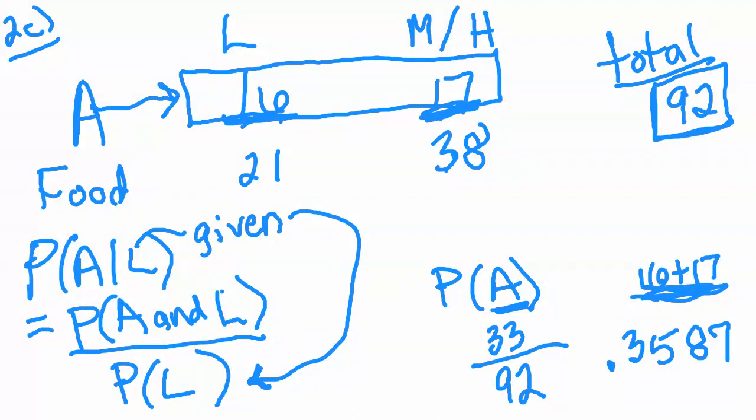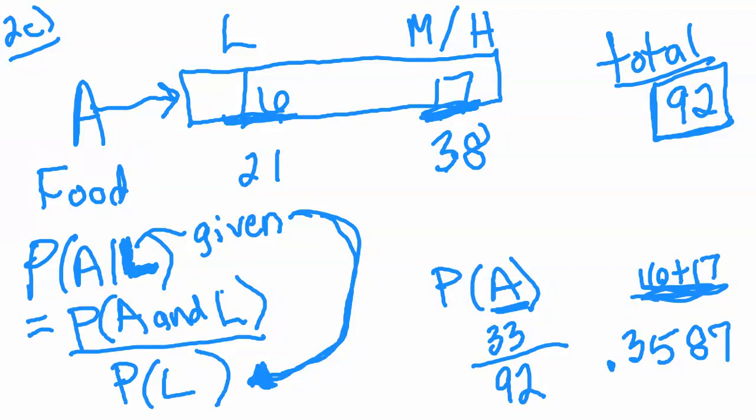So the second part, given that it's low risk, so we know it's low risk, that's what our new total is. That's our new sample space. So that is in our denominator. That's our new total. And then the probability that it's both would be on the top in the numerator.